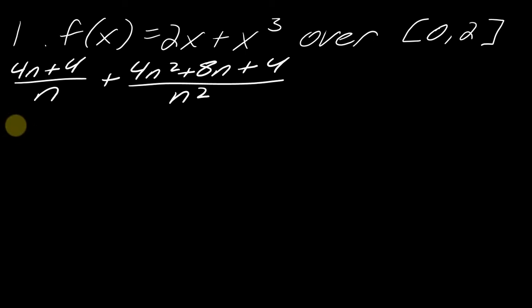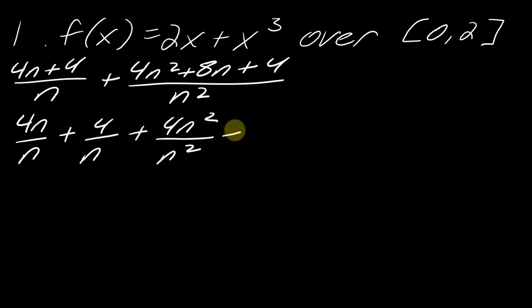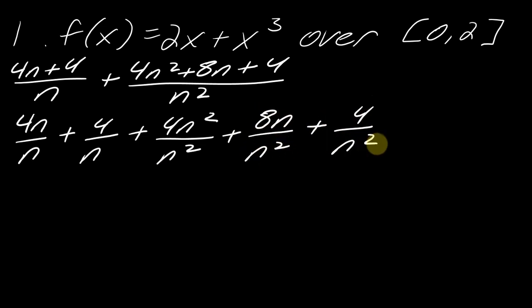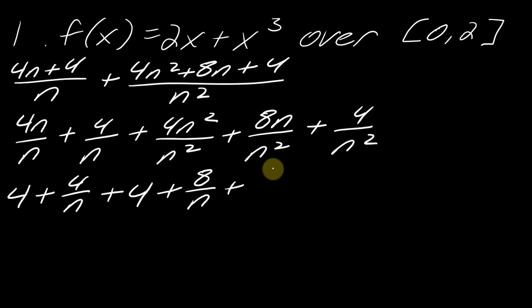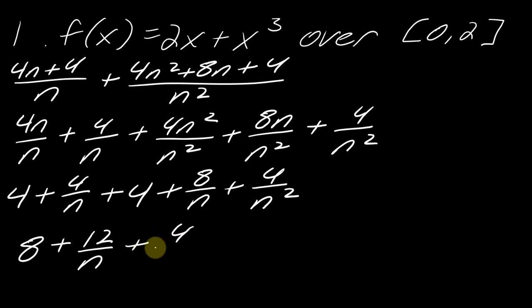So let's break these fractions up into separate fractions. I want to just break this all the way down. So this is 4n squared over n squared, this is 8n over n squared, and 4 over n squared. Okay, so now if I simplify this as far as I can, I have 4 plus 4 over n plus 4 plus 8 over n plus 4 over n squared. So my formula for the Riemann sum is 8 plus 12 over n plus 4 over n squared. So this is that formula we were looking for, as you know, we break it into n subintervals. So this is that general formula we were looking for.